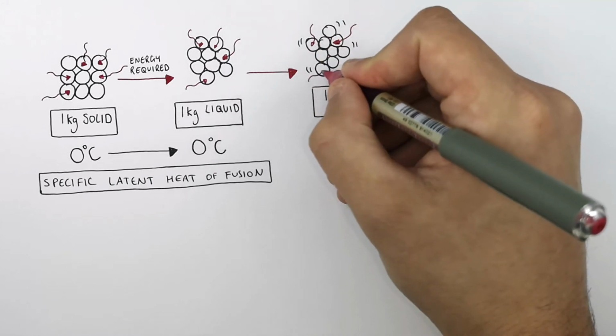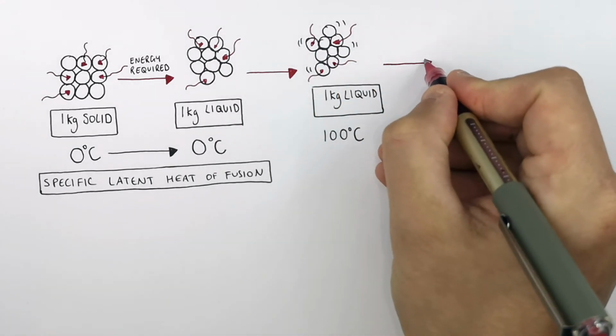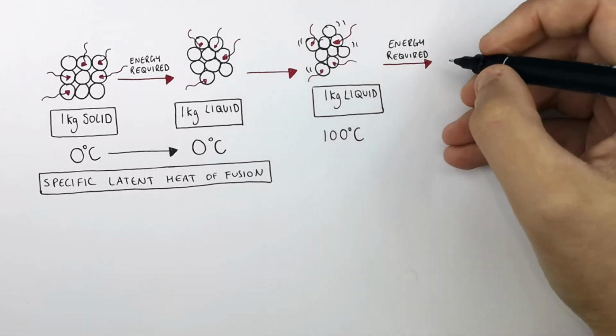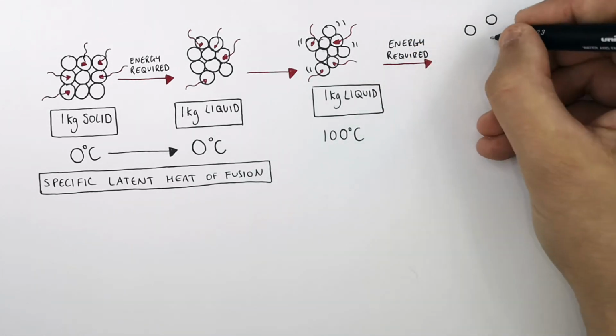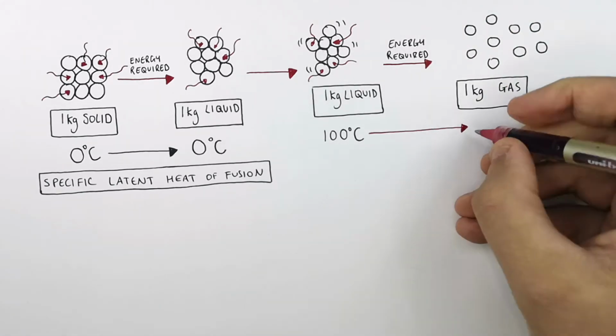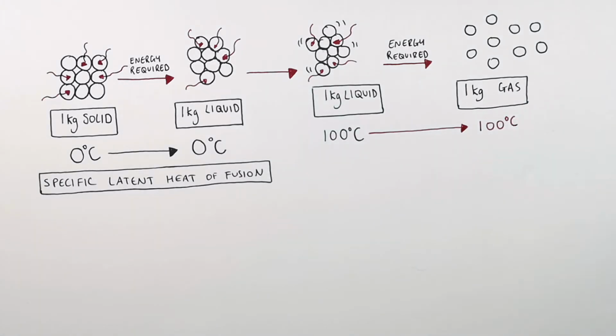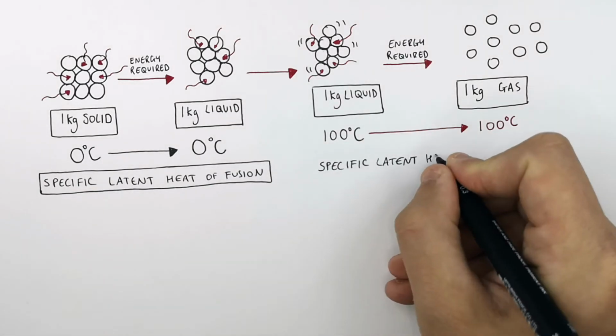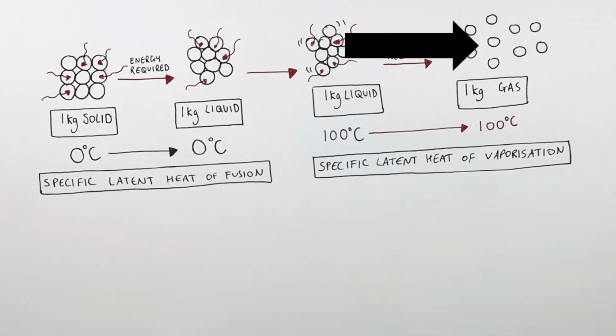Well, the specific latent heat of vaporization is the energy required to change the state of 1 kilogram of a liquid into 1 kilogram of gas without changing the temperature. So it breaks the bonds between particles in a liquid. And this represents the specific latent heat of vaporization to change 1 kilogram of liquid into 1 kilogram of gas during evaporation, or to change 1 kilogram of gas to 1 kilogram of a liquid during condensation.